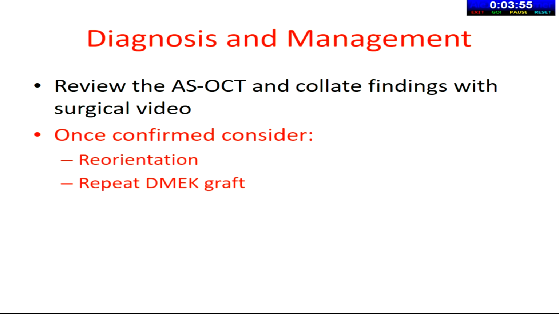So if you review the surgical video and collate that with the anterior segment corneal OCT findings, then you can confirm the diagnosis, and then you have to decide, what am I going to do? Am I going to use the same graft and turn it upside down? Or am I going to just take the graft out and put a new one in?